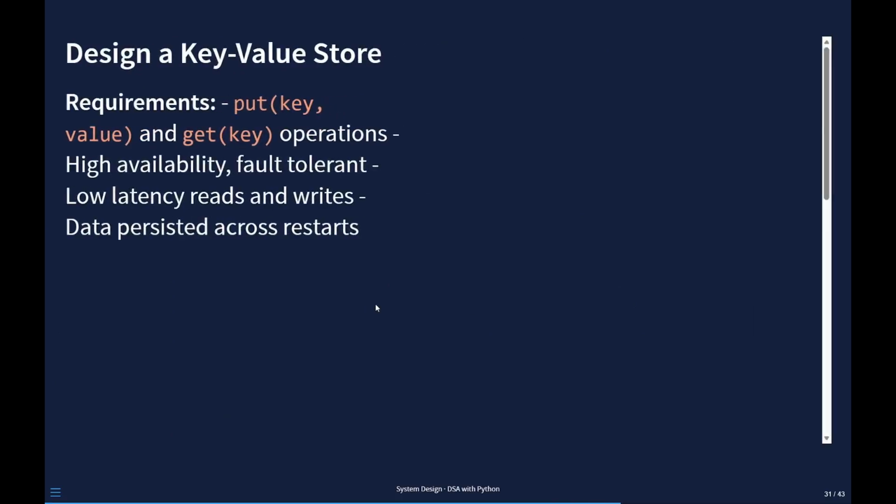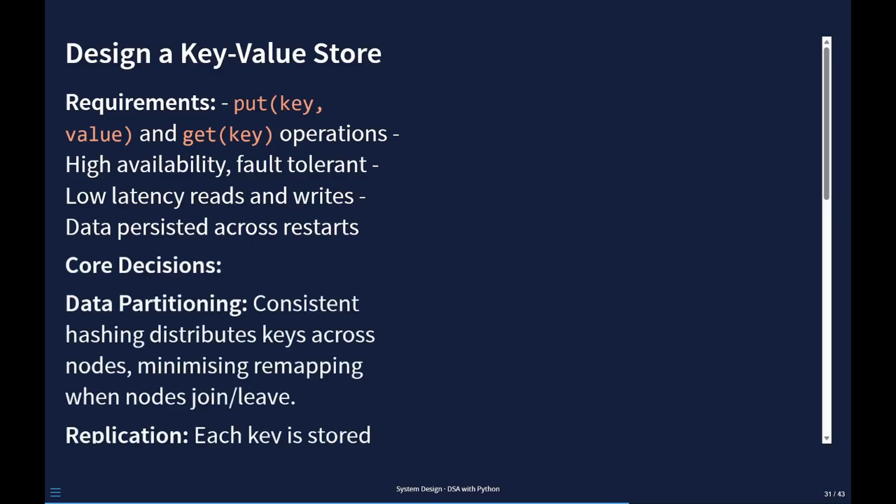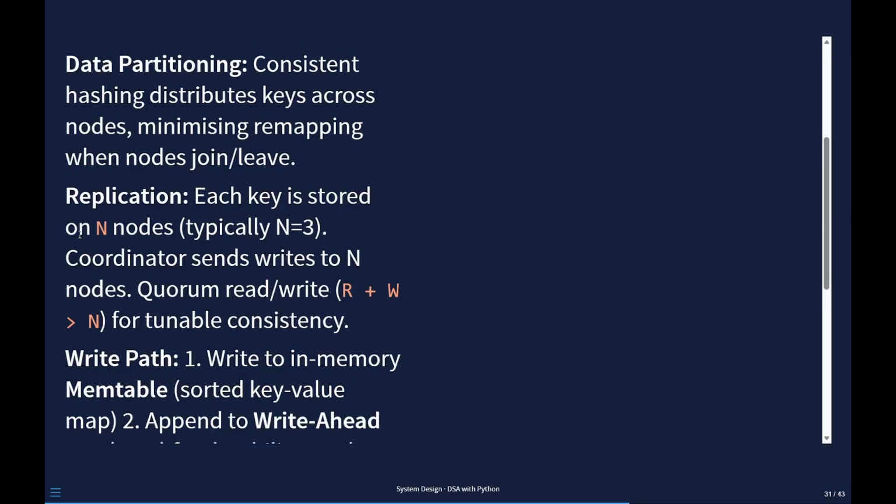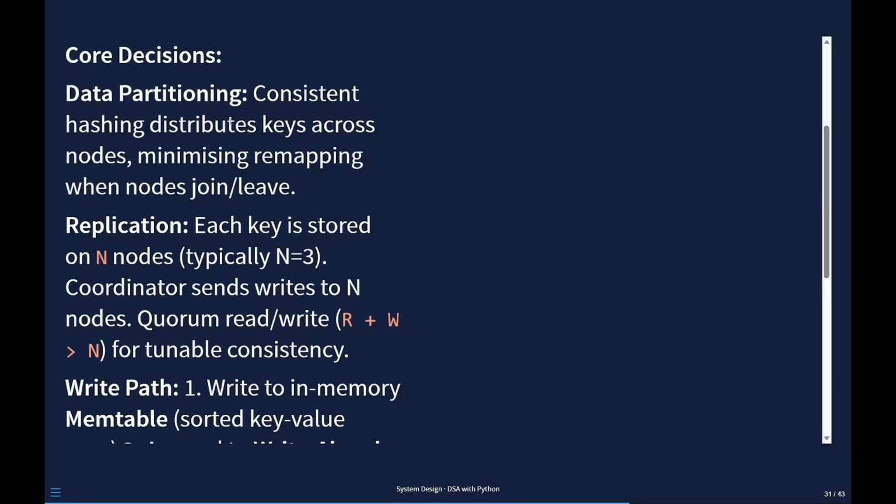Next. Design a distributed key-value store. Essentially, design a simplified version of Cassandra or DynamoDB. Put a key-value pair, get it back, survive node failures, and persist data across restarts. The 4 core design decisions. Partitioning: use consistent hashing to distribute keys across nodes. When nodes join or leave, minimal keys need to move.